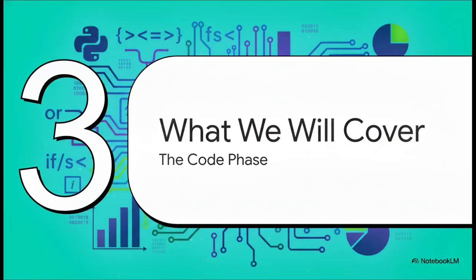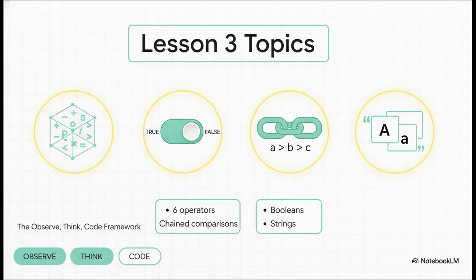Section 3. What we will cover. Let's move over to the code phase of our preparation and see how this builds out the technical groundwork that the study group is going to tackle. And man, there is a rich curriculum ahead in this lesson. You and your study buddies are going to explore the 6 core comparison operators. You'll learn how Python actually evaluates these conditions to output Boolean values, those essential true and false answers.